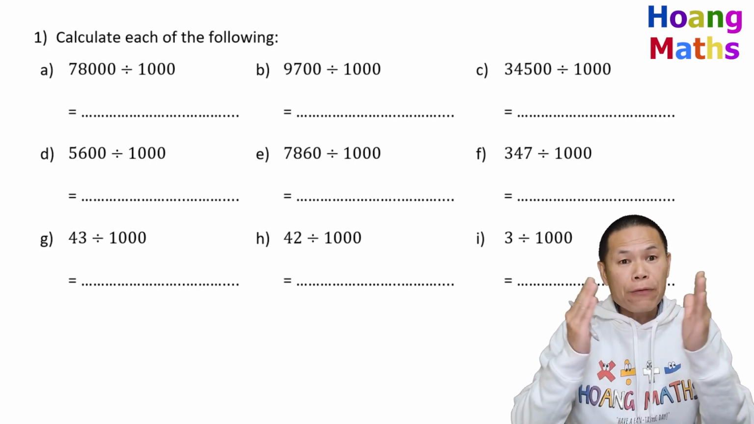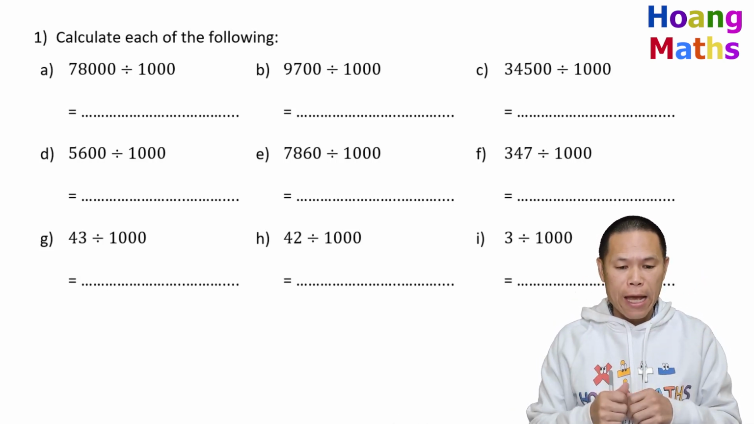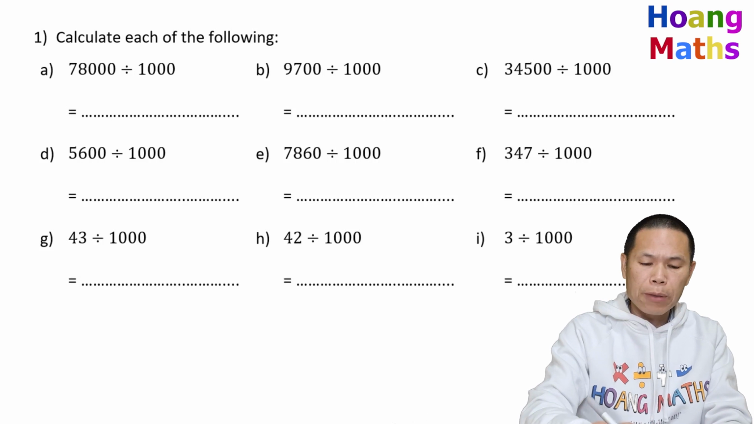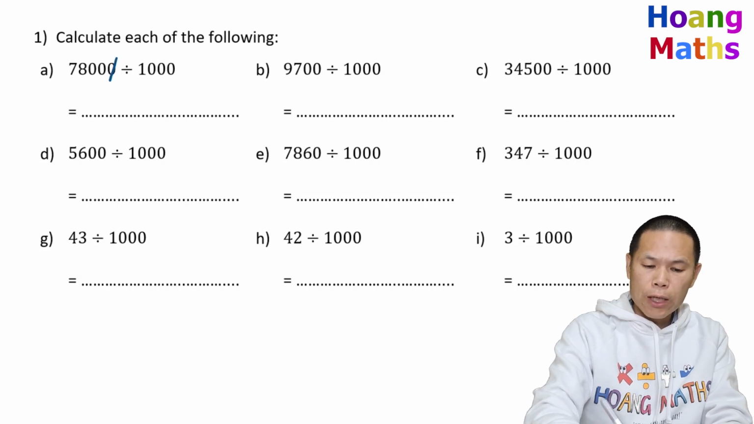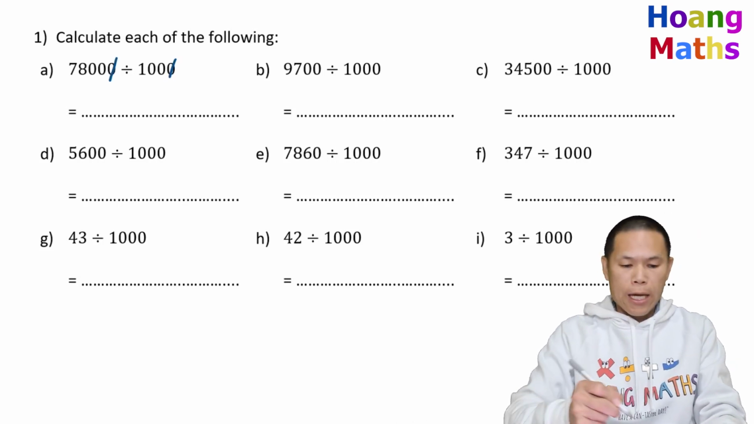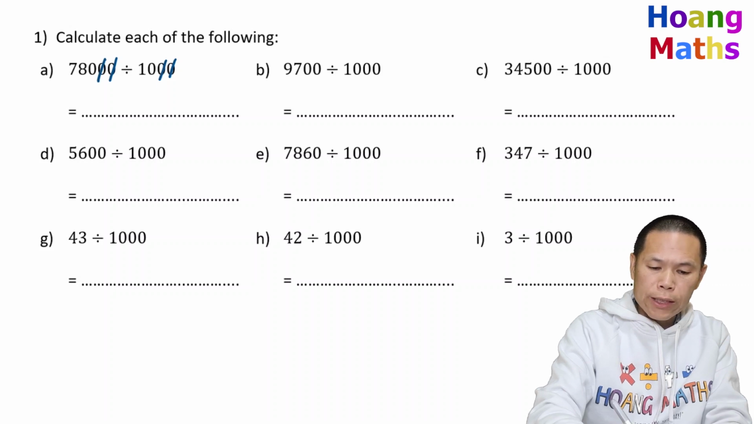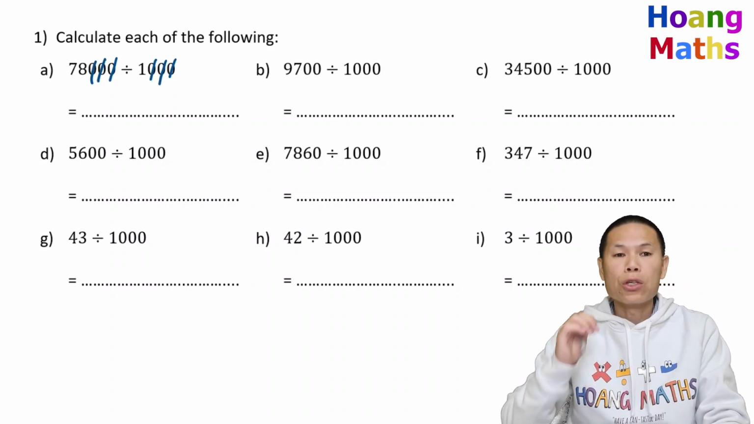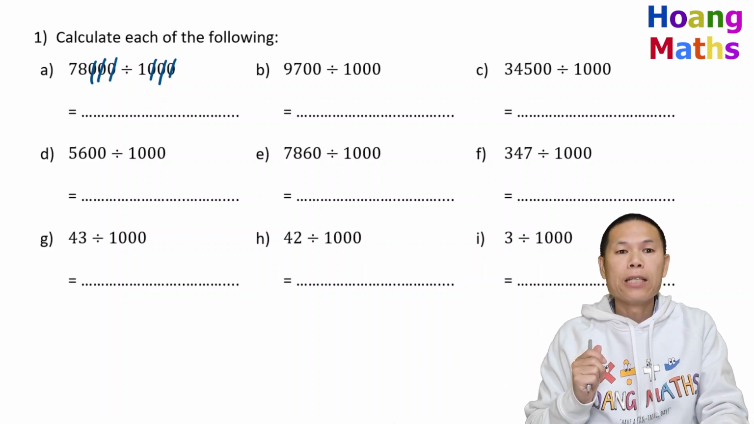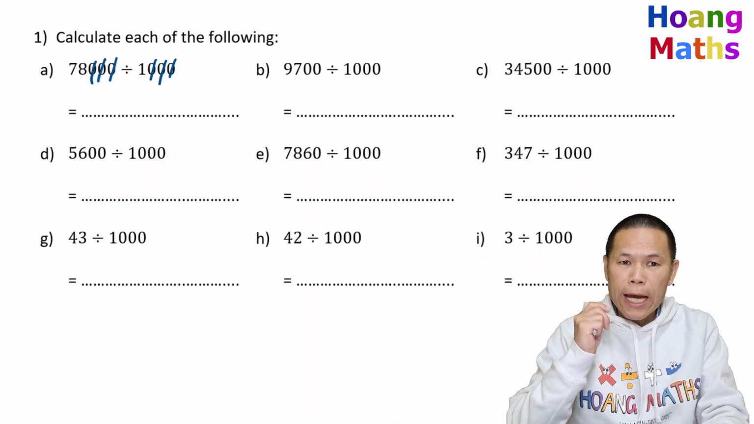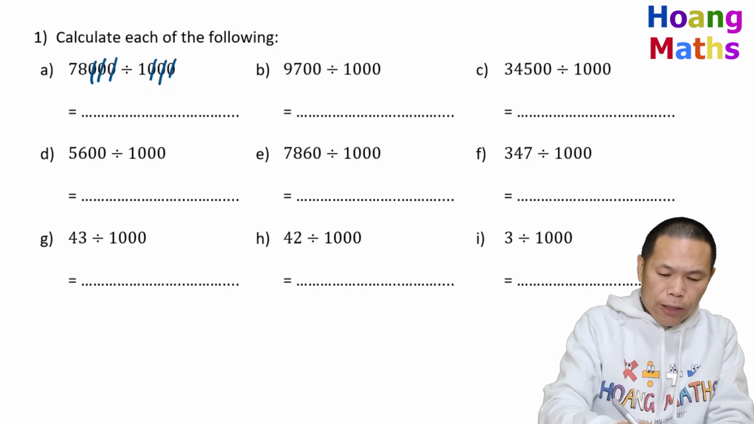So we have 78,000 divided by 1,000. So we can just simply cancel this 0. Okay, this 0 with this. And then this 0 here with this 0. And this 0 here with this 0. So that becomes 78 divided by 1. So 78 divided by 1 is 78.